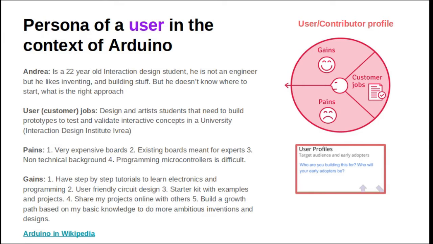But we're assuming Andrea, who is a 22-year-old interaction design student that doesn't have an engineering background, but he likes doing stuff and he wants to get into technical stuff. He's more of an artist guy, but he likes also technical stuff. He doesn't know where to start, what is the right approach, what are the right tools, etc. If you're going to start defining the activities or the tasks that Andrea is going to do in his university, normally he's doing a study, so he has to put a lot of time in studying and learning.